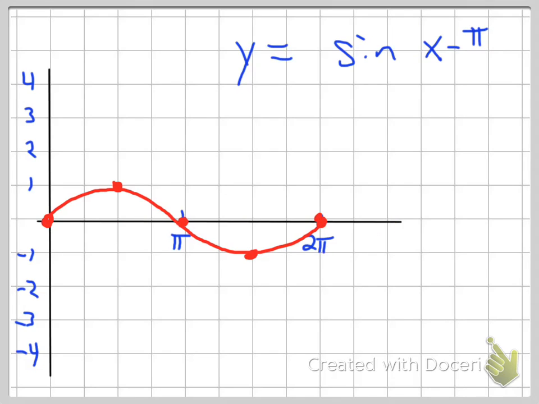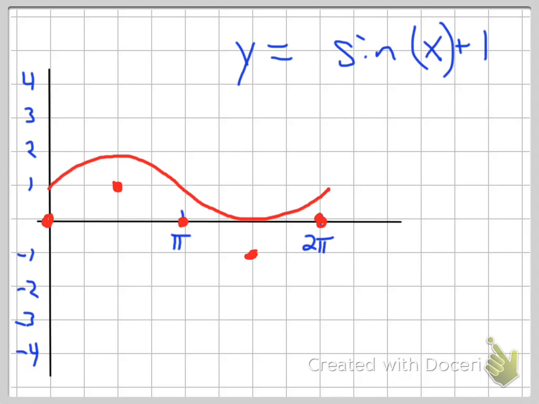If we take a look at a different value, let's say I add 1 to it, that is not inside of a set of parentheses. The parentheses would be right here. So that is no longer an h value, that is now a k value. That switches my midline. My midline now is going to be at a positive 1, so my graph moves up positive 1. And the graph looks like that.